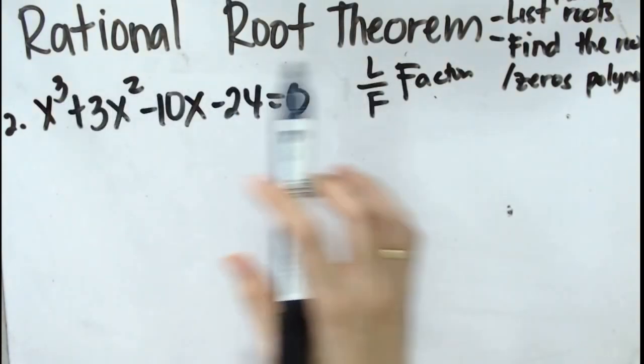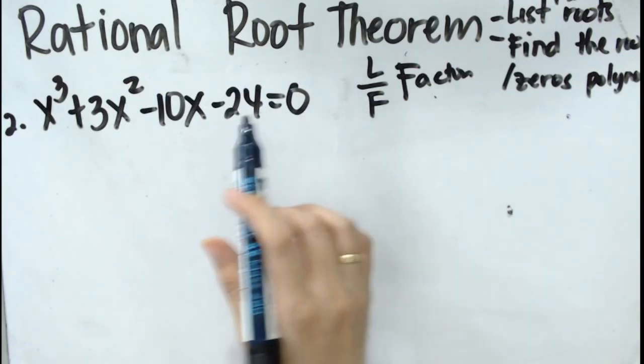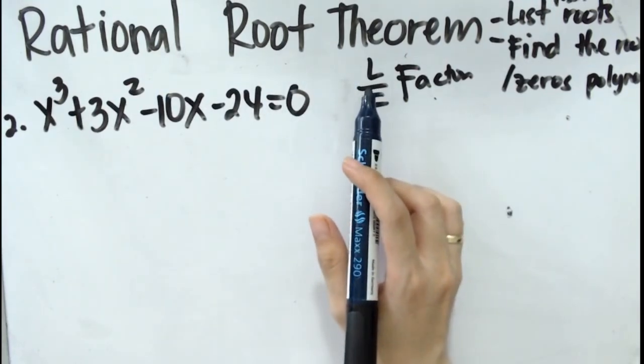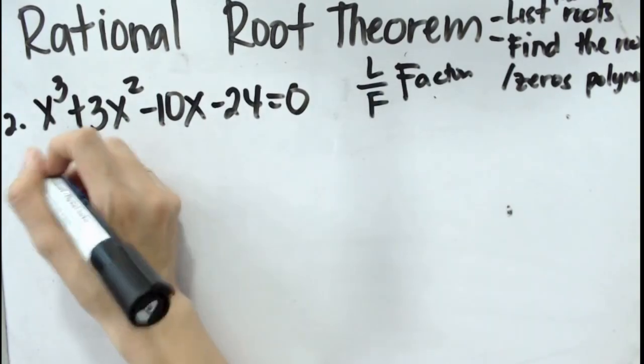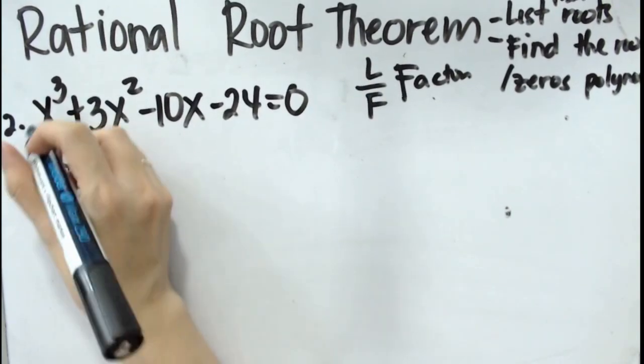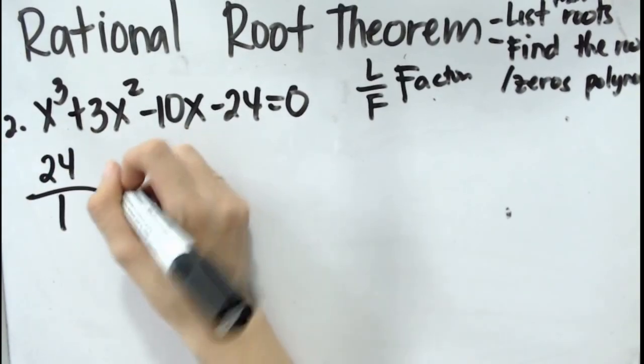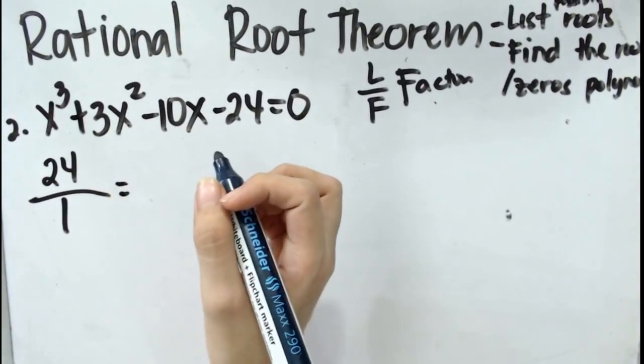The rational root theorem states that we need to get the last term over the first term. The last term here is 24. The first term here is 1. So after getting the first and the last term, we factor it out.